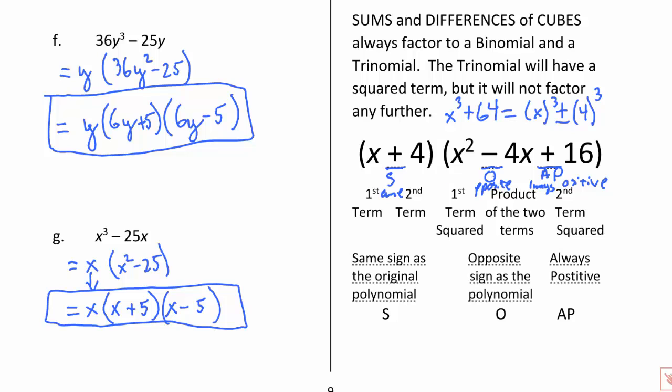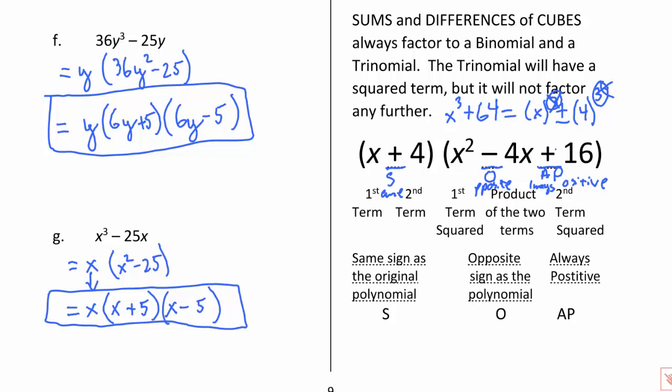Okay, SOAP, SOAP. You can use that if you need to memorize the formula, but I don't actually use it. Okay, here's what I do. Here's the algorithm that I've figured out over time. What I'm going to do is look up here and see these cubes. We don't want these cubes. Let's just drop them. What do we have left? Well, we have x plus 4. Oh, look! That's the first factor.